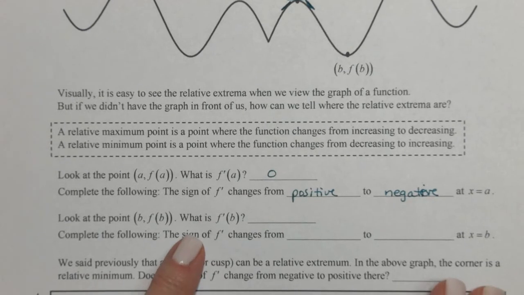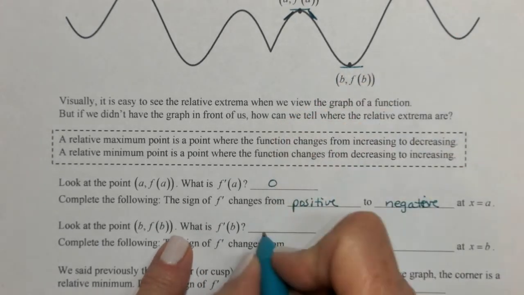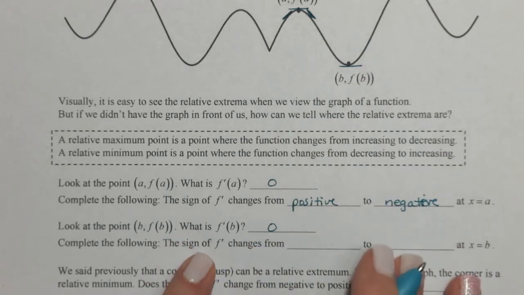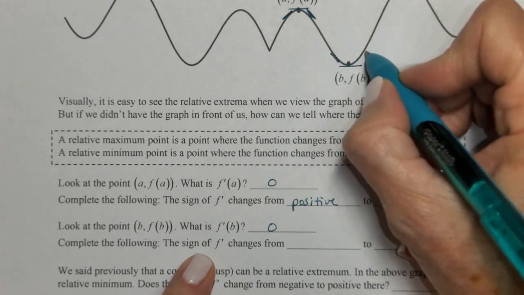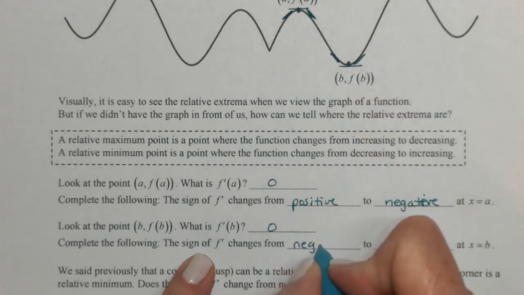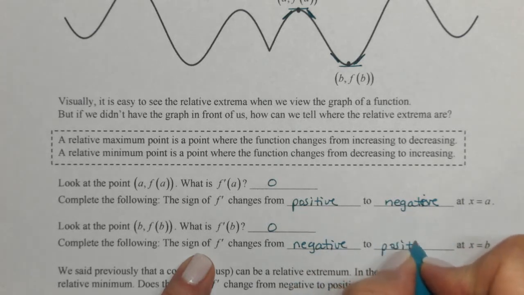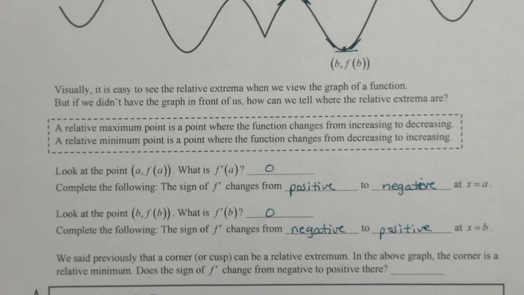Look at the point B, f of B. What is f prime of B? Well, here f prime of B is 0. The sign of f prime changes from what to what at x equals b? Well, here the slope is negative, here the slope is positive, so we change from negative to positive. It makes sense when we're looking at that graph. Totally makes sense. And it's always true.